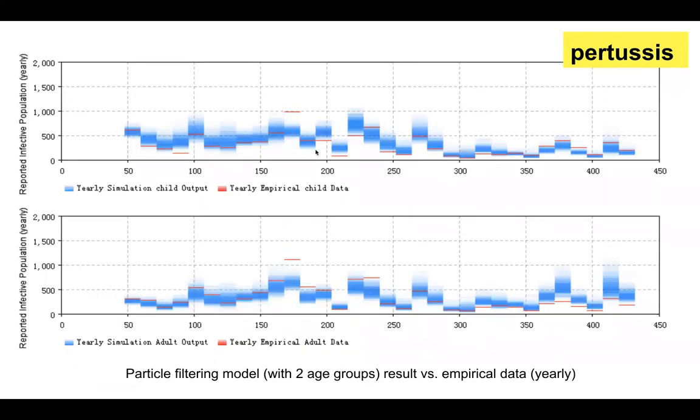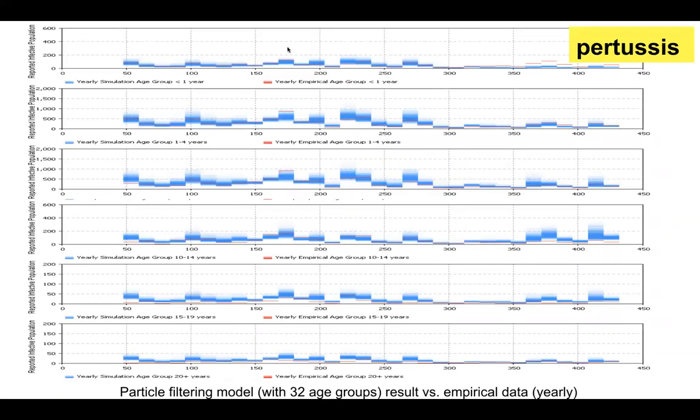Here is the comparison between the model results and the empirical data for the two age groups model. The upper one is for the children and the lower one is for the adult age group. And this figure shows the comparison between the model results and the empirical data of six different age groups, since we have two particle filtering models that divide the population into 32 age groups.